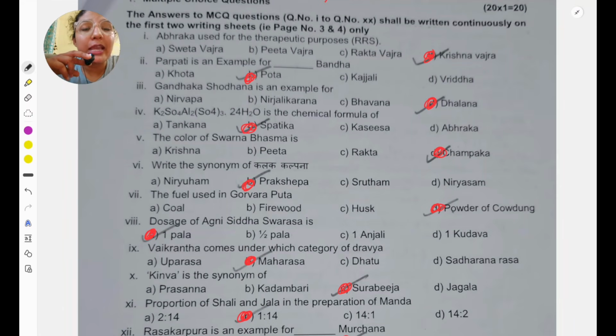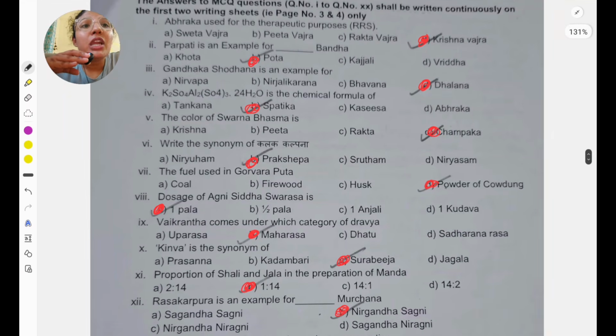Out of those 16 types, Krishna Vajra is the best. Parpati is an example of Pota Bandha. Gandhaka Shodhana is an example of Dalana, in which we have to melt it and pour it into a vessel which contains milk covered with a cloth.